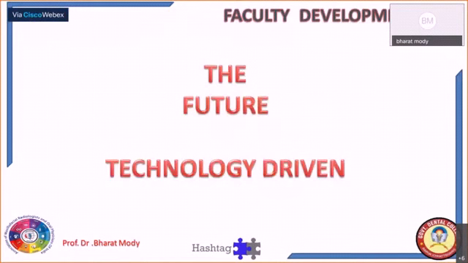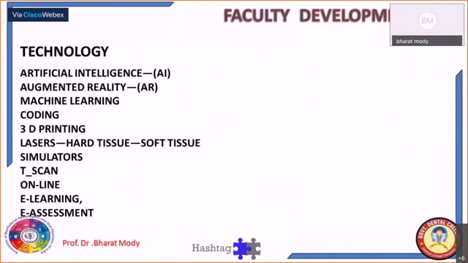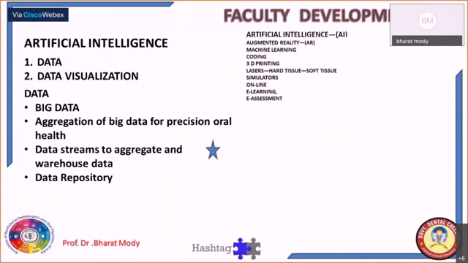Which brings us to the technology. So there are various different technologies. Let us take them one by one. The first is artificial intelligence. Now, artificial intelligence has two different parts: data and data visualization. And data is not a simple data which we can handle on our computer. Data is something where the number of variables is so large that we cannot compute them on our laptops, but we need something called artificial intelligence to do that for us.